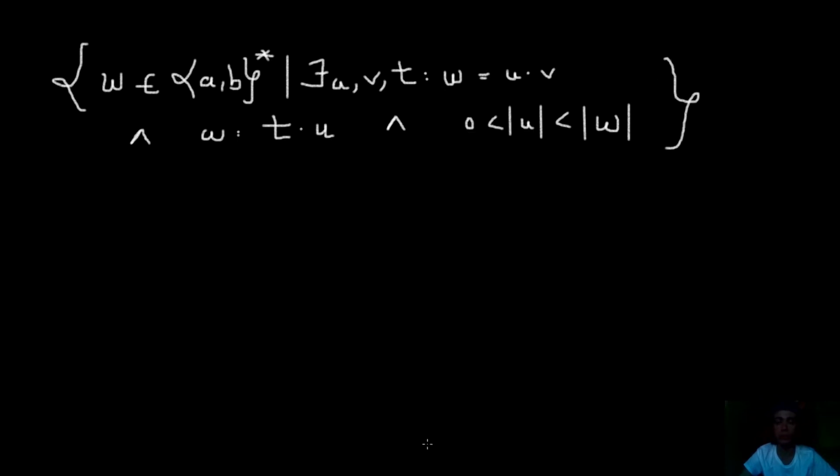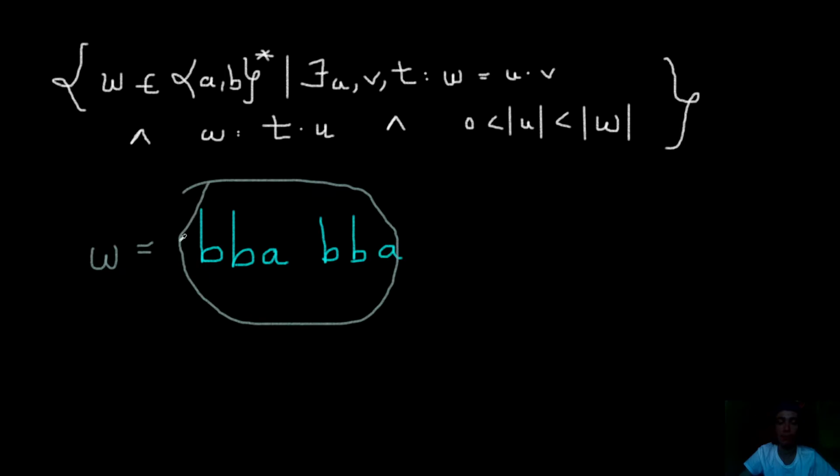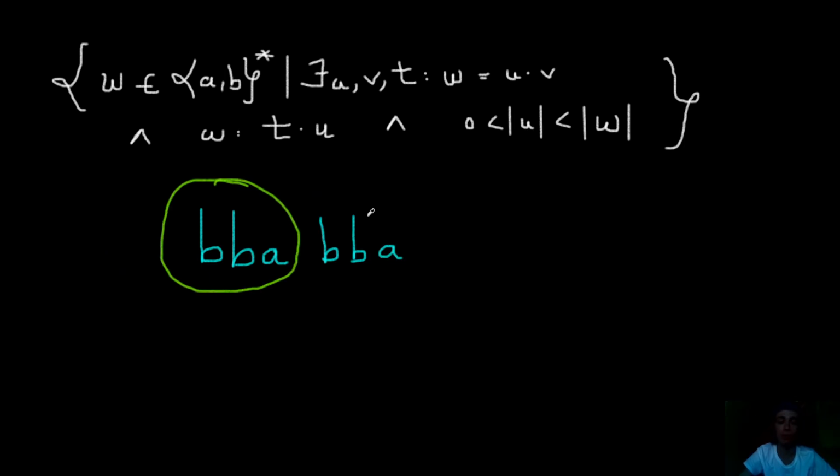And this is the language L. So in order to understand properly this formalization, let's see an example of this word. Imagine that we have the word bba. So this is our word w. It is obvious that this is an accepted word since we have the prefix and the suffix, which is the same value. Yeah, they're the same.